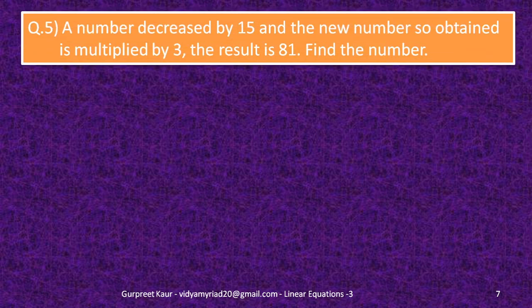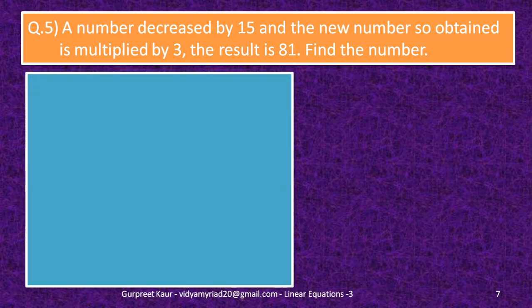Okay. Last question. Here we have given a situation, a number decreased by 15 and the new number so obtained is multiplied by 3. The result is 81. Find the number. Just to start with, I will quickly write let the number be x. Okay. So, I have written let the number be x.